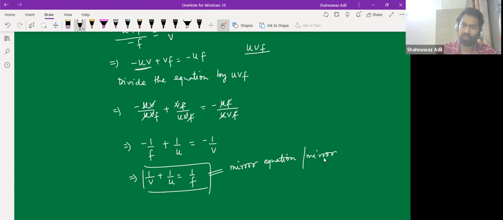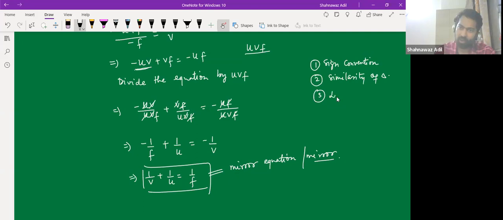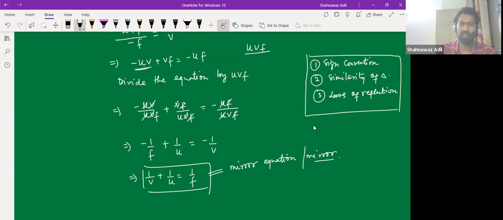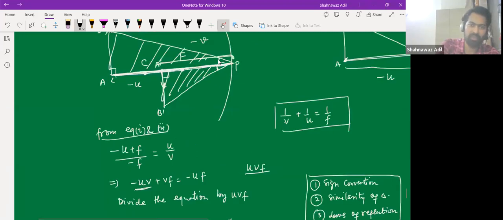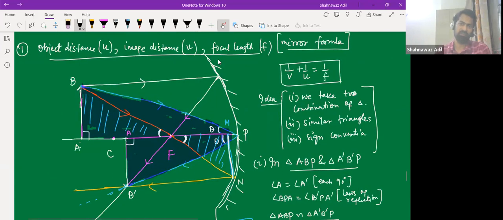So what did we use? First, we use the sign convention, right? This was the idea. And then we use the similarity of triangles, and then laws of reflection. These are three things we used, right? And that gave us this mirror equation. So any doubt in this derivation, guys? Any doubt that you guys have?